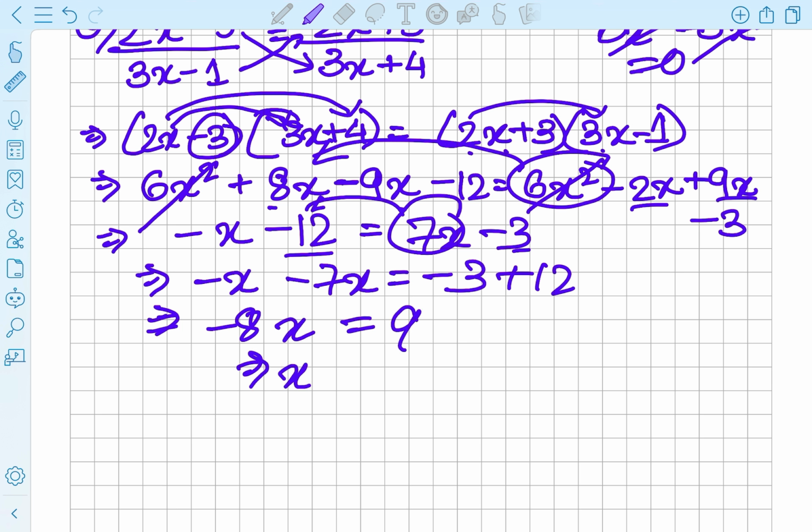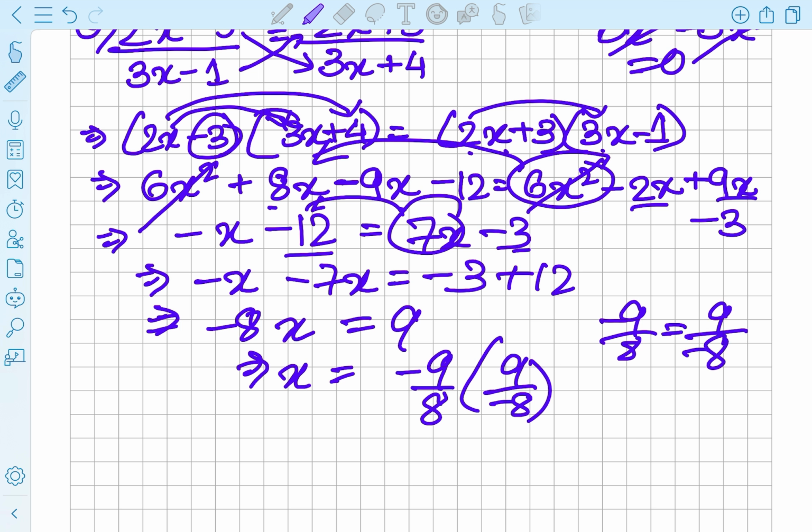So what will be x? It will be minus 9 by 8, or you can also say 9 by minus 8. Minus 9 by 8 equals to 9 by minus 8, so it doesn't make a difference. So this is our answer.